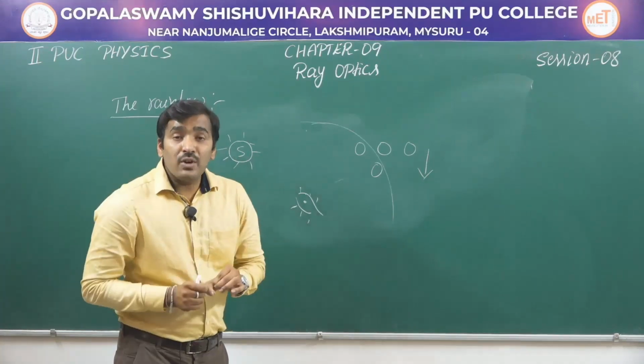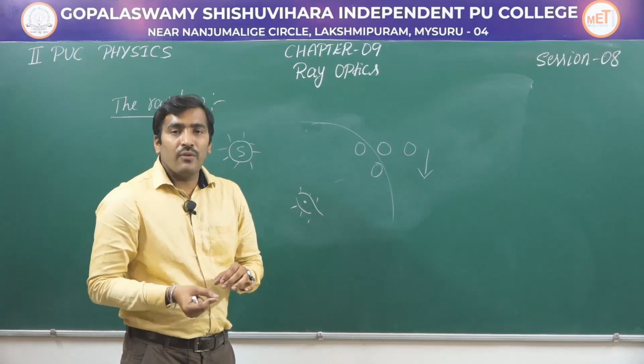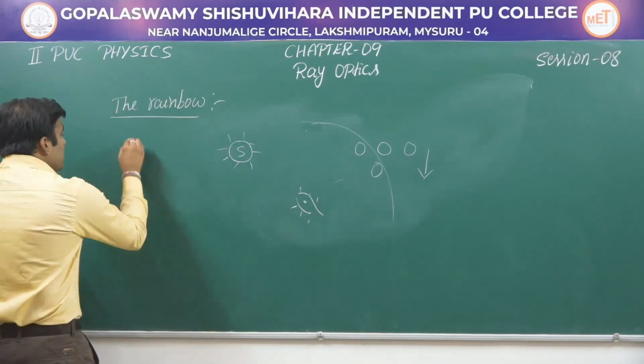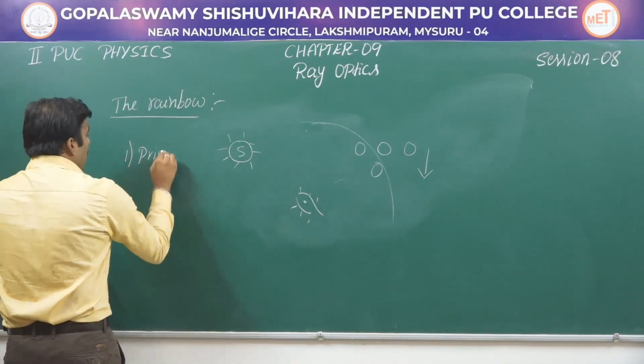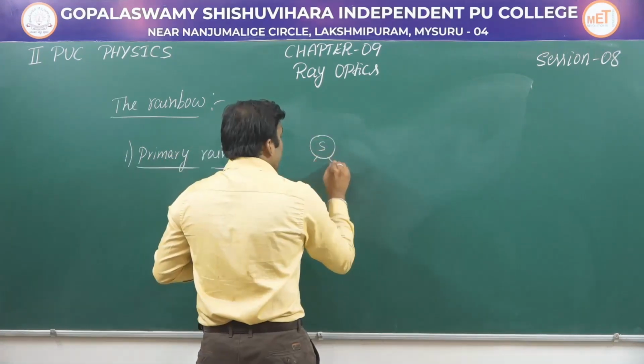So we have 2 types of rainbow, primary rainbow and secondary rainbow. So what are those? First, let us understand how a primary rainbow is going to form. A primary rainbow. So here we have a sunlight.